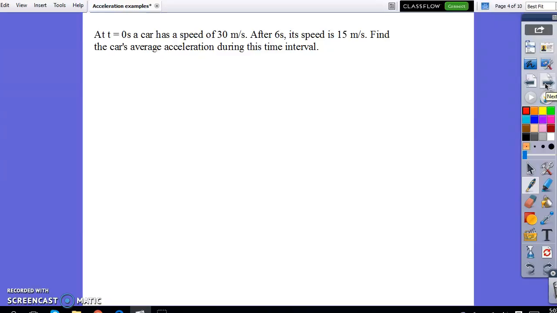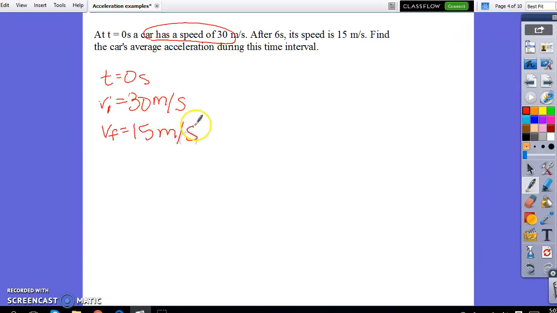At t equals 0, a car has a speed of 30 meters per second. After 6 seconds, its speed is 15 meters per second. Find the average acceleration. So here, I'm going to write what I know. T equals 0 seconds. VI, it has a speed of this, and that's the first speed it's given me, so I'm just going to make the assumption that's my initial speed, 30 meters per second. My final velocity, 15 meters per second, because that's after I have done the accelerating.